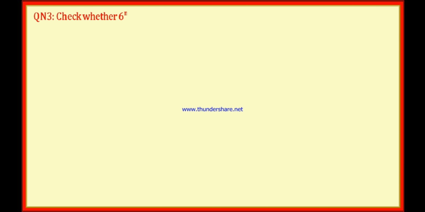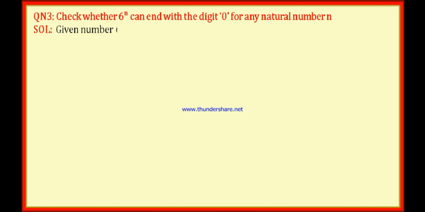Now question number 3. Check whether 6 power n can end with the digit 0 for any natural number n. Here is the solution. We have the number 6 power n. You divide 6 into prime factors. 6 can be written as 2 into 3. Therefore 6 power n is (2 into 3) whole power n.